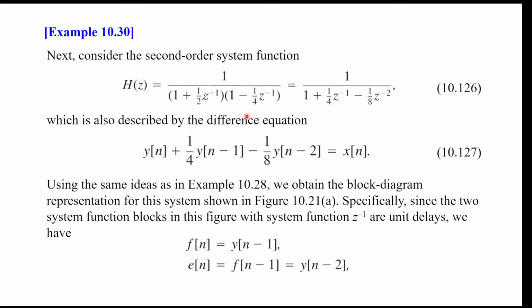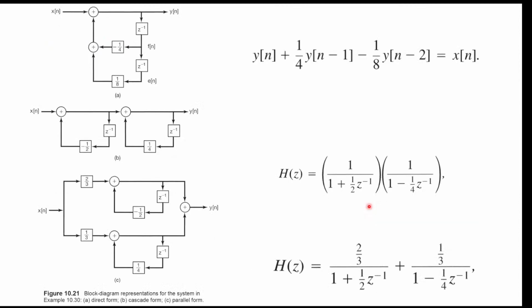Next we have a higher order system that gives us a more complicated block diagram. Once again, we can have three different forms, corresponding to three different ways to break up our system function. Here we have a second order system, second order in the denominator in terms of z minus 1. Let's see the result clearly. We have three different forms: a direct form, a cascade form, and a parallel form.